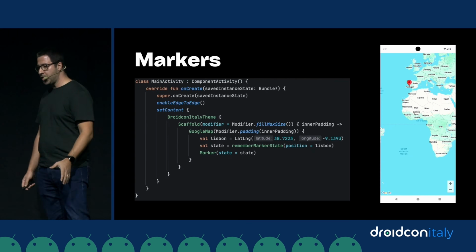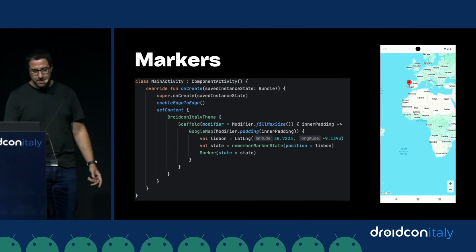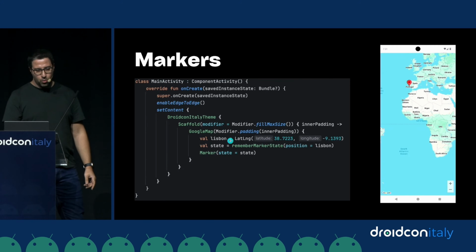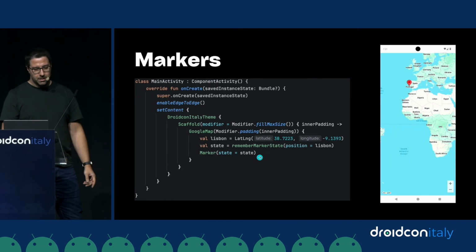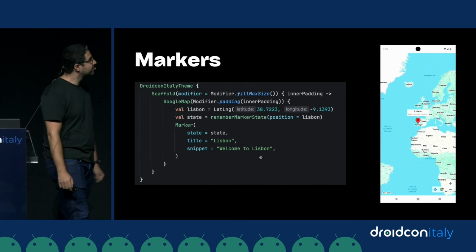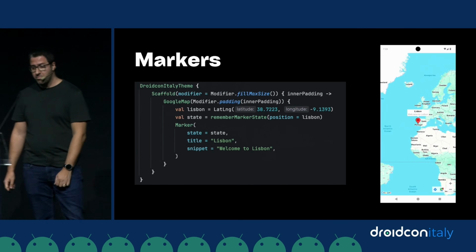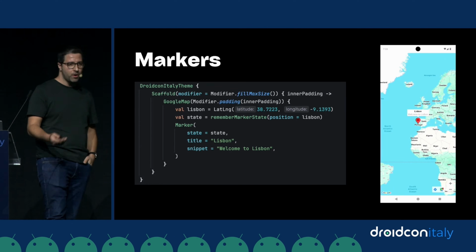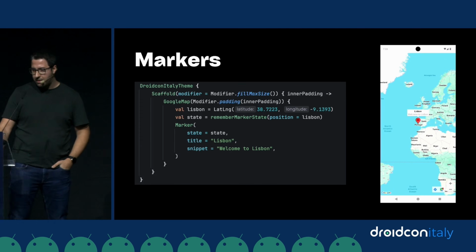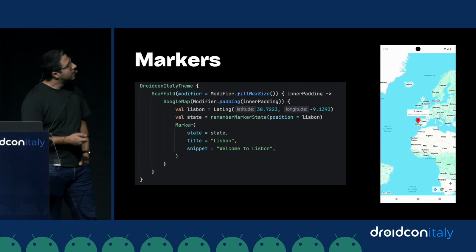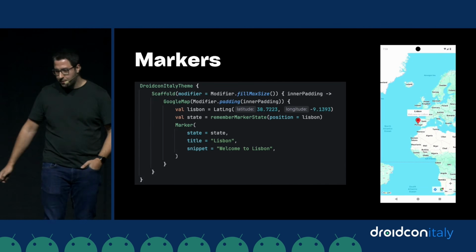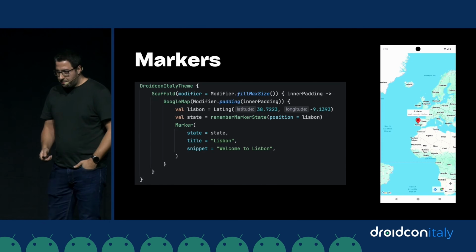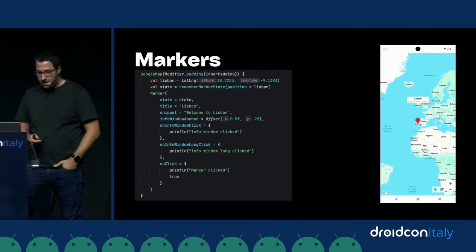And the way of changing the marker state to Lisbon is basically just setting up your lat long coordinates, remember the marker state, this is a Jetpack Compose function, and passing that state into your marker. So it can't really get any simpler than this, right? But then, if you define a title and a snippet, you also have access to the default info window of your marker. So just out of the box, you have this info window right there with whatever you want to put inside, right?